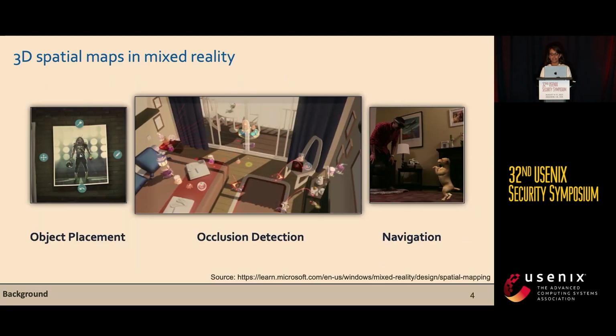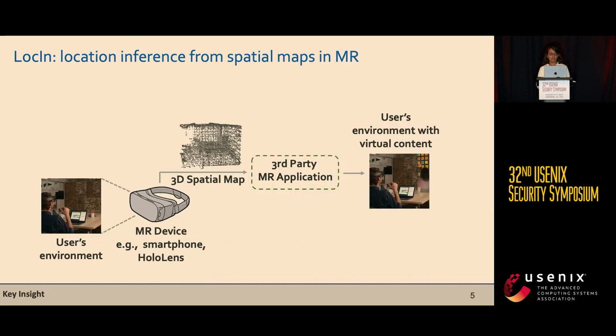Now, on top of just helping mixed reality devices localize themselves in the user's environment, these spatial maps enable useful functionality for MR applications, like helping them place virtual objects in the user's surroundings, like a virtual pet on your desk, or detecting various obstacles and surfaces, and helping navigate virtual content through the user's surroundings. Since these 3D spatial maps are essential for enabling several different MR functionalities, all MR apps by default have access to these spatial maps without requiring any explicit permission from the users.